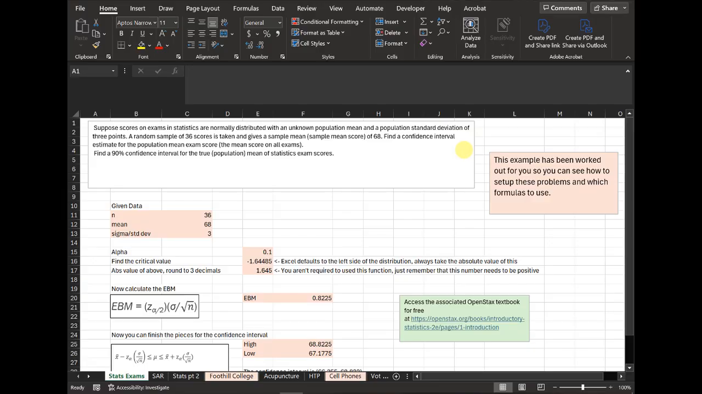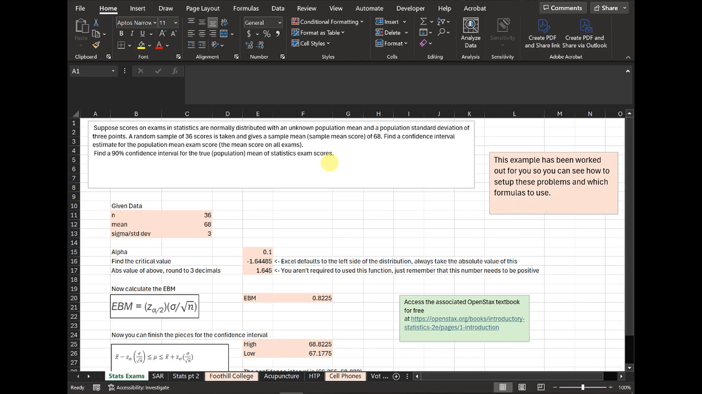Okay, so this is an example that's already been worked out, just so you can see a way to set up everything. So the example here is, suppose scores on exams in statistics are normally distributed with an unknown population mean and a population standard deviation of 3 points. A random sample of 36 scores is taken and gives a sample mean of 68. We're going to find a confidence interval estimate for the population mean score. Specifically, we want to find a 90% confidence interval for the true population mean of statistics exam scores.